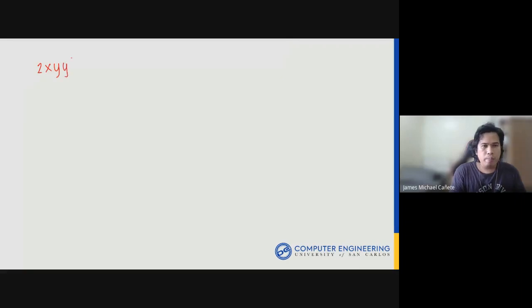From exercise, let's have 2xy y prime equal to 1 plus y squared. Maglisod na siya. Is this a variable separable equation? Of course, this could be rewritten as 2xy dy over dx equal to 1 plus y squared.